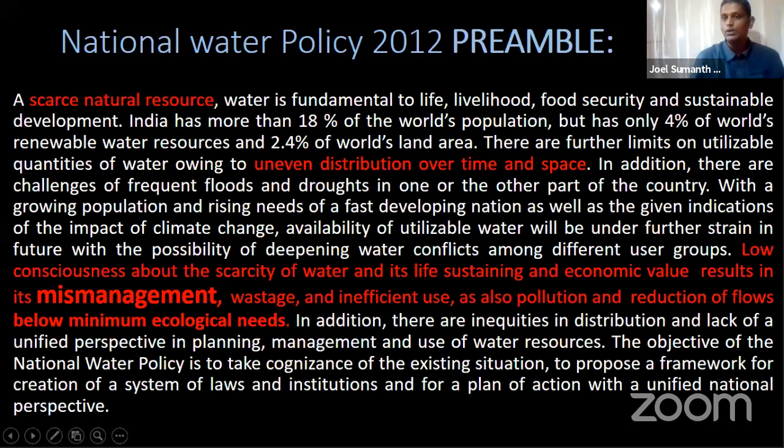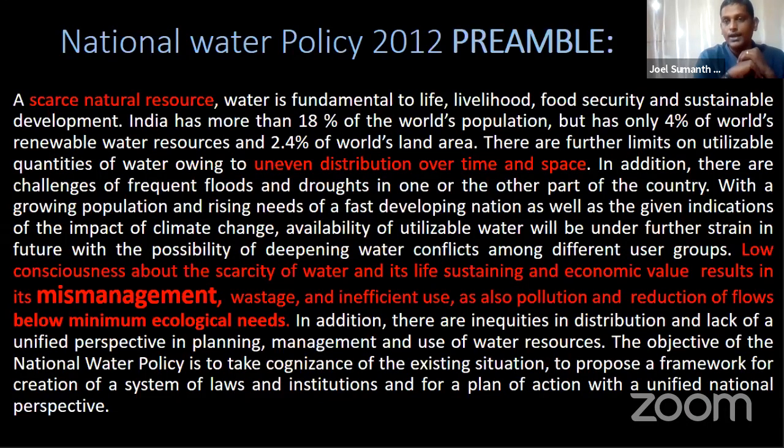So we're going to look into the preamble. The national water policy basically determines how different water projects are to be handled, and what the management framework for water resources across India is. So firstly, the national water policy recognizes water as a scarce natural resource.